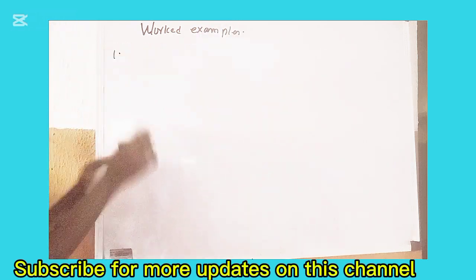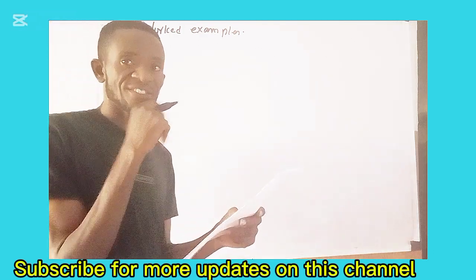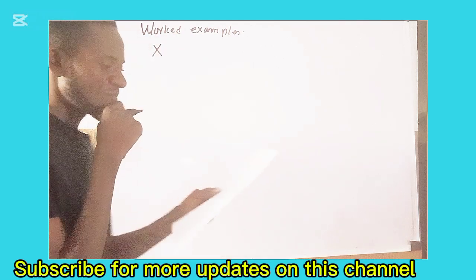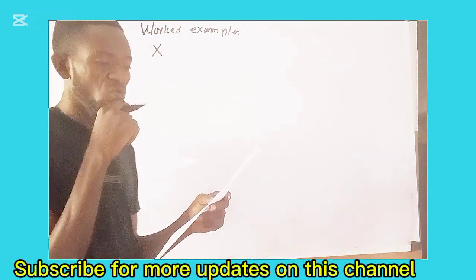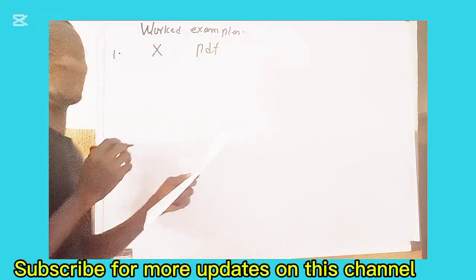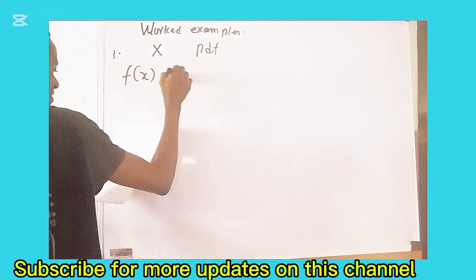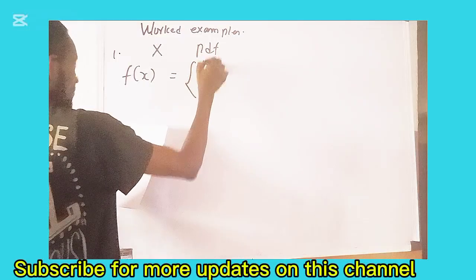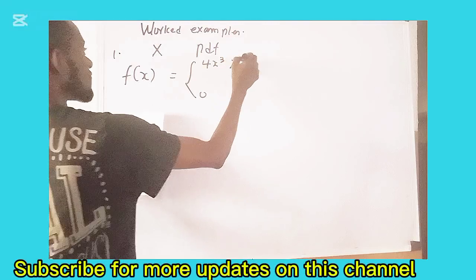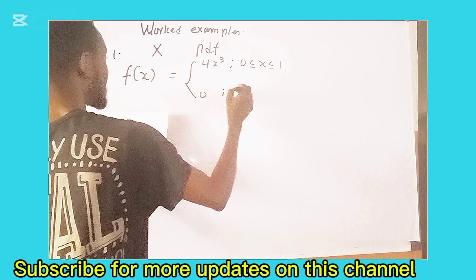Example number one says, and I read, let X be a continuous random variable with PDF given as f of x equals 4x raised to power 3 for the range 0 less than or equal to x less than or equal to 1, and 0 otherwise.